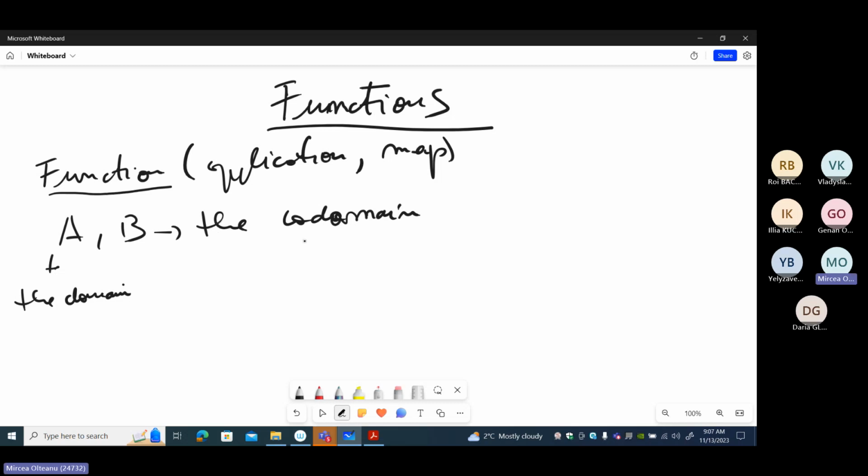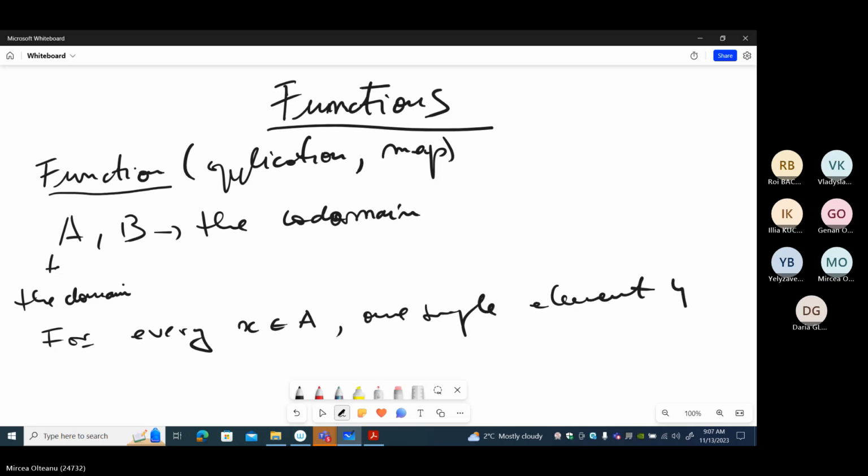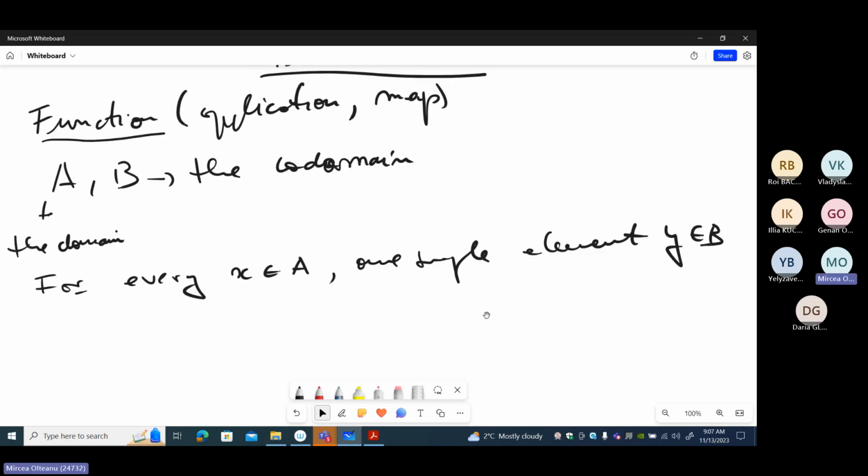And a procedure, a method which associates for every element x in A one single element y in B. Y is also denoted by f of x and is called the value of the function f at the point x, or the value at x, or the image of x through the function f.